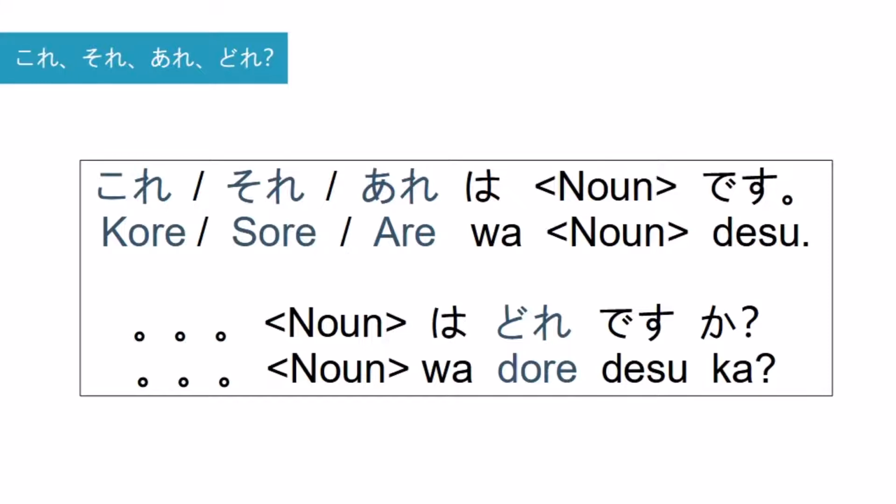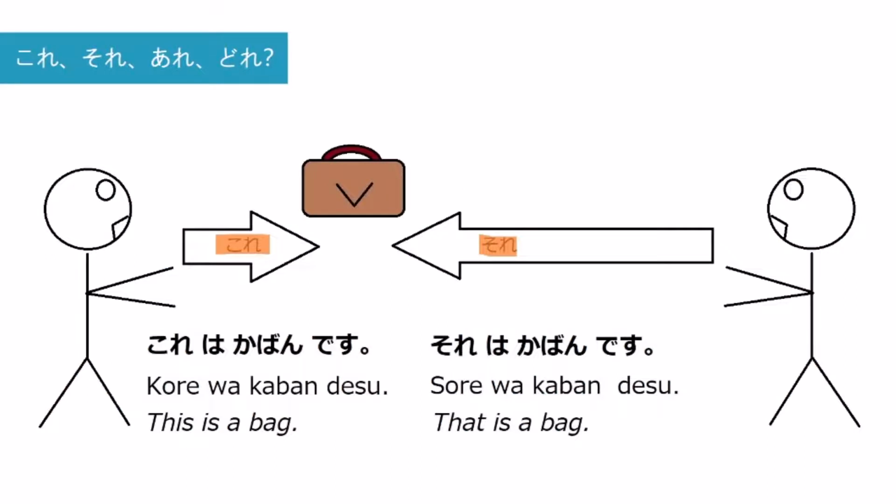First we'll start with kore, sore, are, dore. The format is kore wa some noun desu. For example, kore wa pen desu, or sore wa pen desu, or are wa pen desu. And if we have to ask a question, we do it like, for example, pen wa dore desu ka, or something like that.